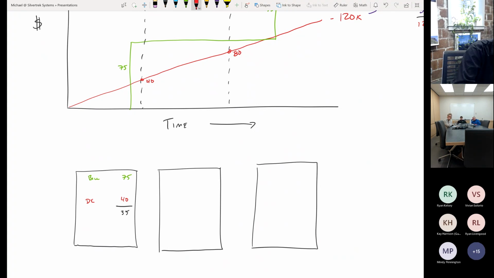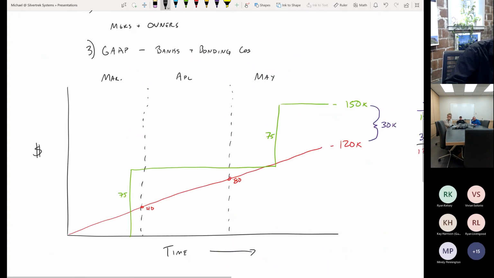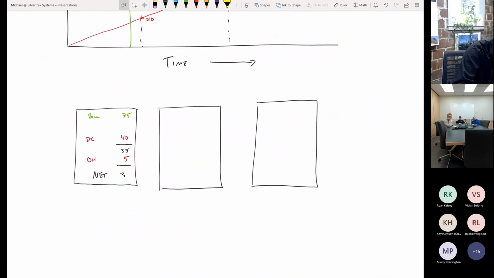If we assume that our company has overhead of $20,000, let's make that overhead a little cheaper for us, $10,000. Make it even cheaper than that, $5,000. We'll make this a small company. Then our net profit at the end of this period, at the end of March, would be $30,000. Wow, $30,000. Okay.